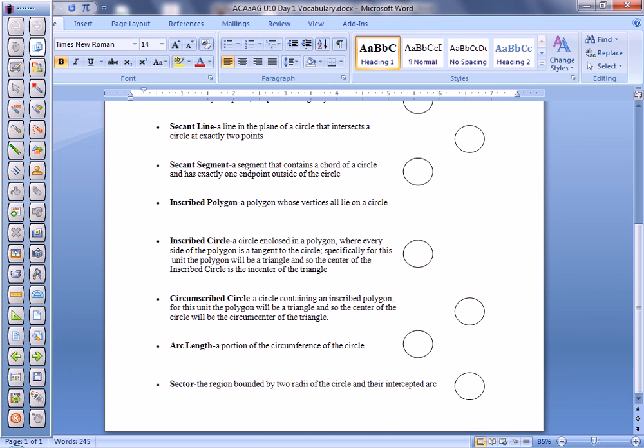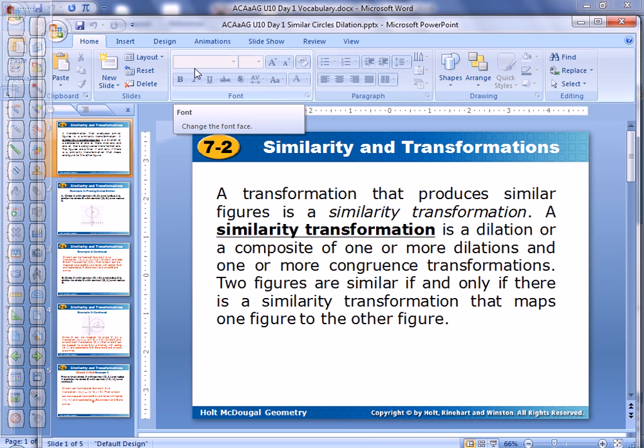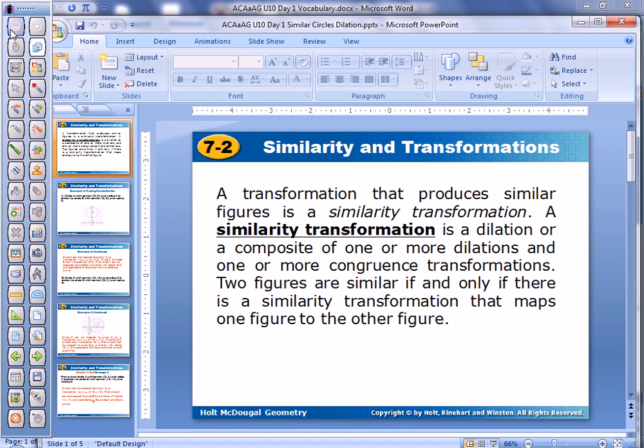So today we're going to add one thing to our definitions, and that's going to be talking about proving similarity. Now, we can prove similarity two different ways. The first way we're going to look at it is using our transformations. Which transformation helps us with similarity versus congruence? Dilations. The dilation is what's going to define the similarity. So, a similarity transformation is a dilation or composite. What that means is a combination.